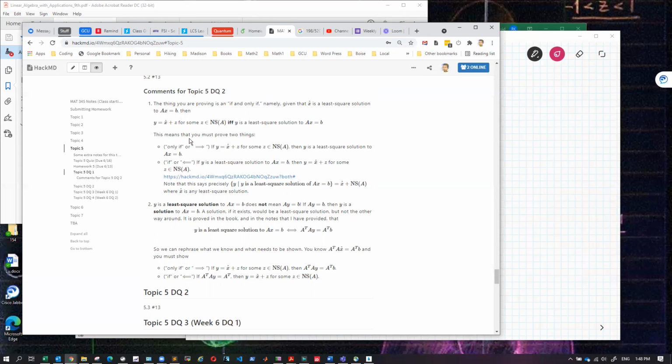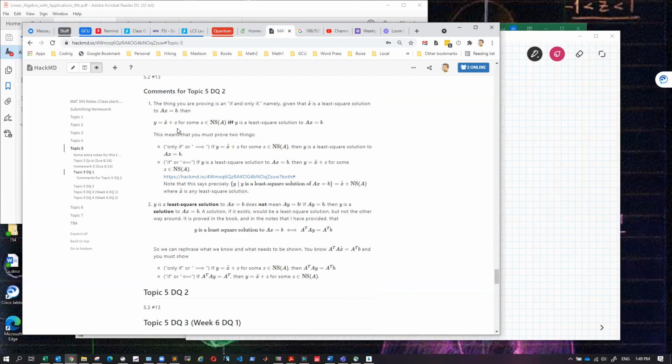So when you're proving if this side, then that side, that means you assume this side is true. You take y such that y equals x hat plus z for some z in the null space of A. So you fix that thing, and then you prove that y is a least square solution. And then when you turn it around and go the other way, you assume y is a least square solution, and then you want to prove this. So the logic here is like that.